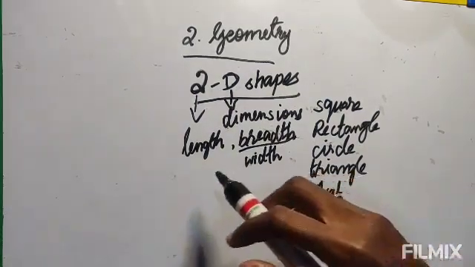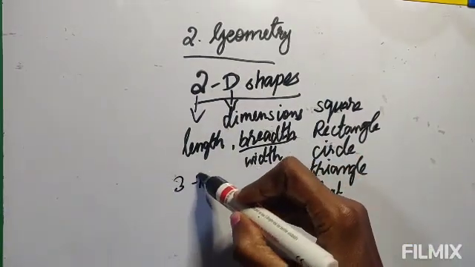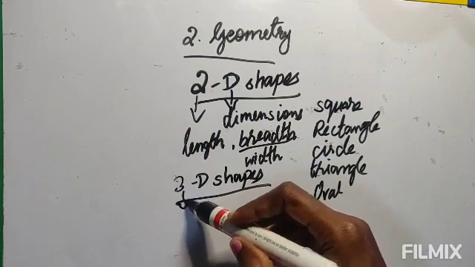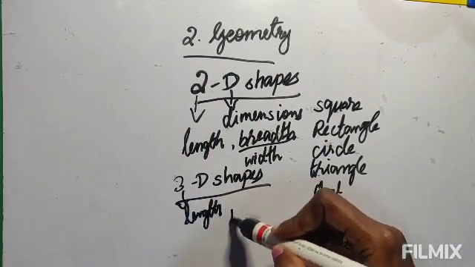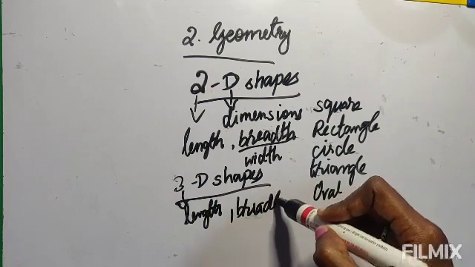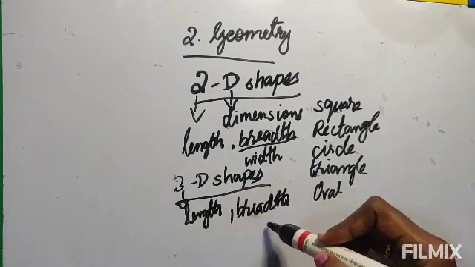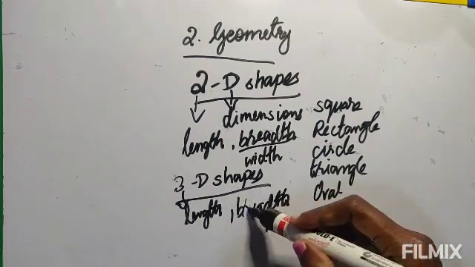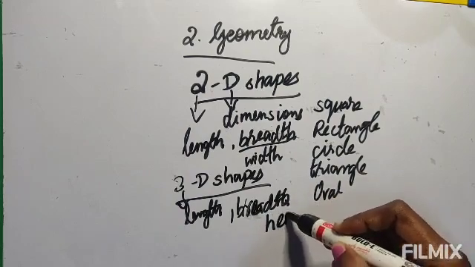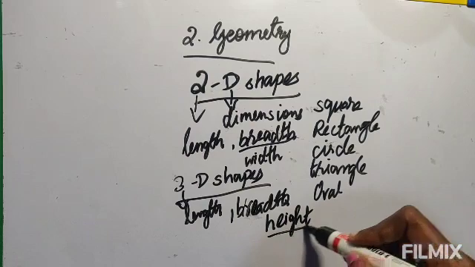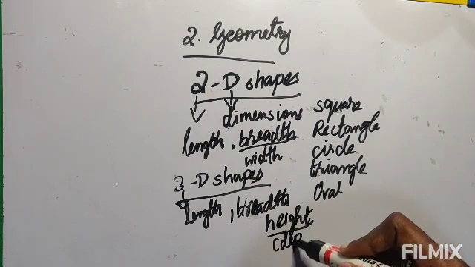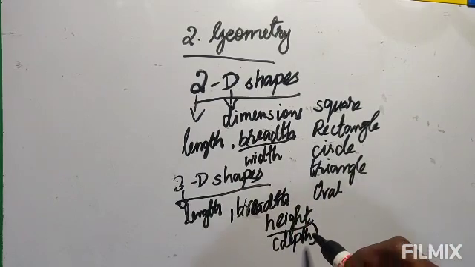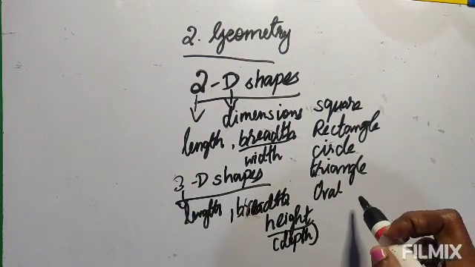Next one is 3D shapes. 3D shapes means 3 dimensions. What are those 3 dimensions? They are length, breadth, and height. Height, in other words, we call it depth also. So if the figures have length, breadth and height, they are called 3D shapes. 3D shapes also you have learned last year.